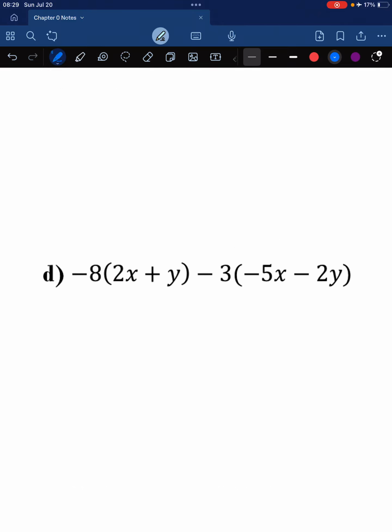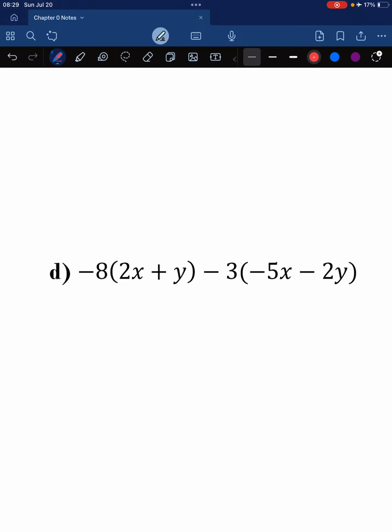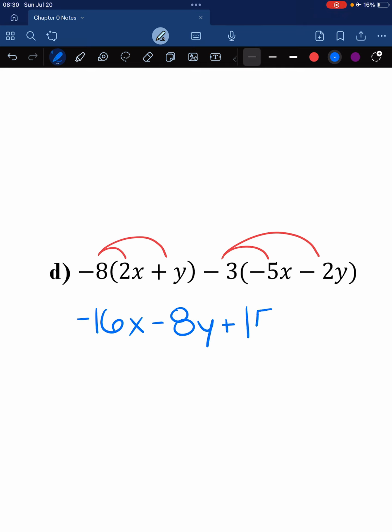Beautiful. And D, we have another distributing problem, or distribution problem. Distribute negative 16x minus 8y. Negative times a negative is a positive 15x. Again, negative times a negative is a plus 6y. And like terms.